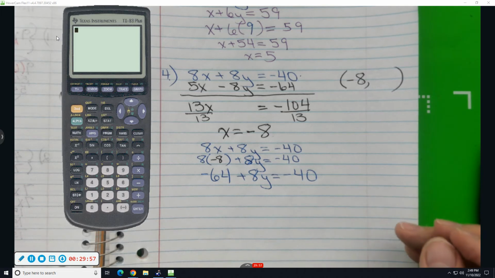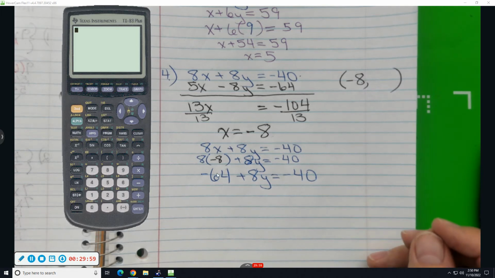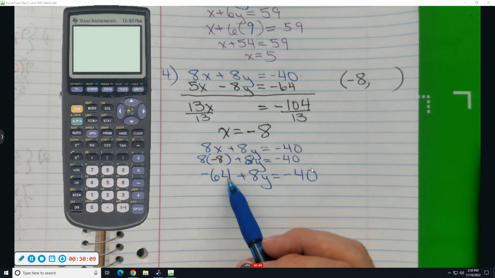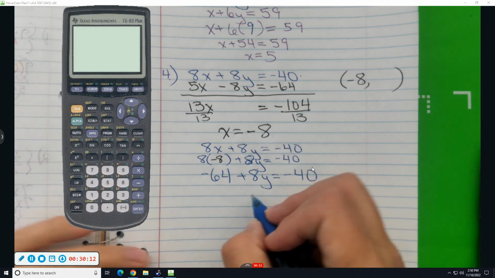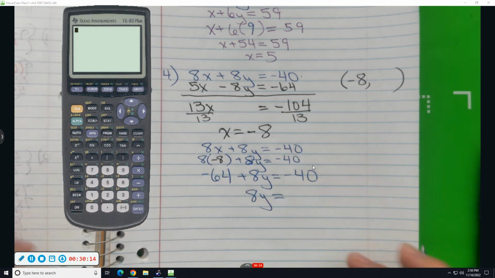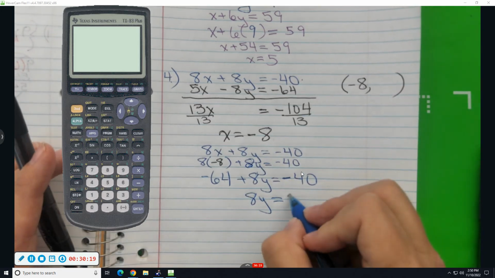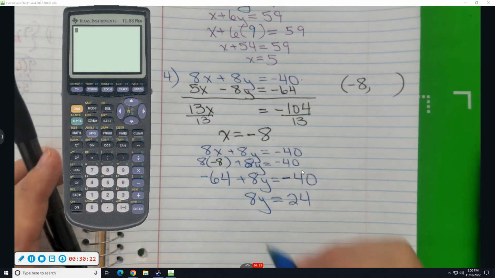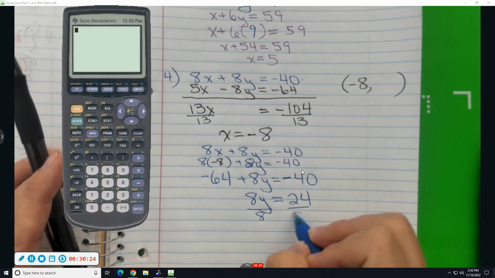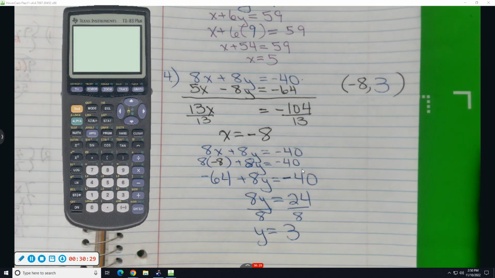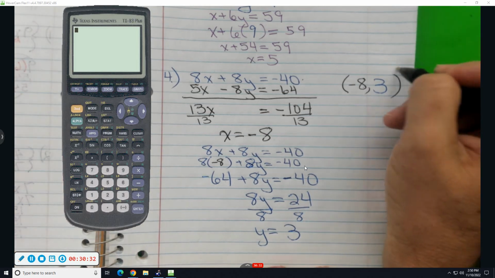What should I do next to solve for y? What do you think I'll do? Add 64 on both sides. Yeah, I'd get rid of that minus 64 by adding 64. That'll give me 8y equals negative 40 plus 64 gives me a positive 24. Divide by 8 on both sides, so you get y equals 3. So these two lines intersect at the ordered pair, negative 8, comma 3.